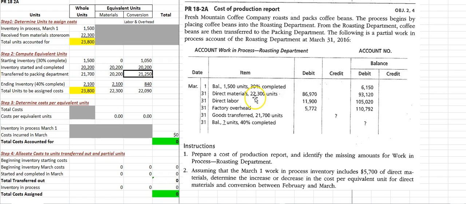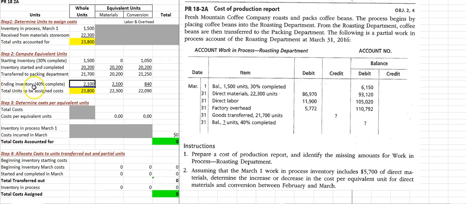Well, it says here that I started 22,300 units, right? So if I started 22,300 units and I started and completed 20,300, well, I must have 2,100 left over. We know that from the example and from the question that 100% of the materials is added at the beginning. So I'm going to count for 100% of the materials as equivalent units.